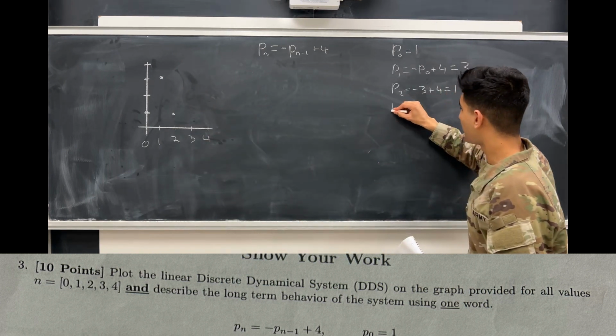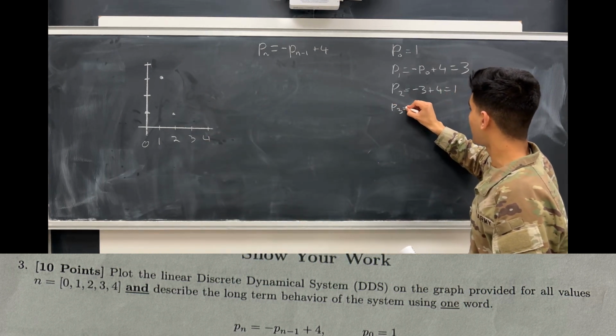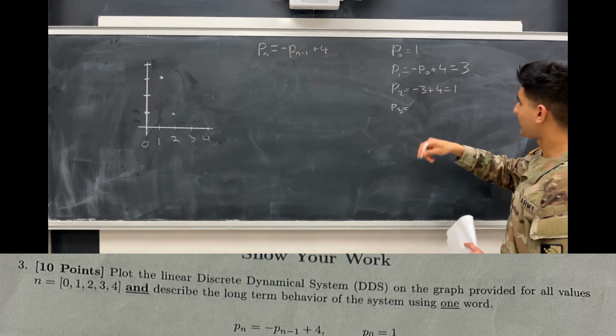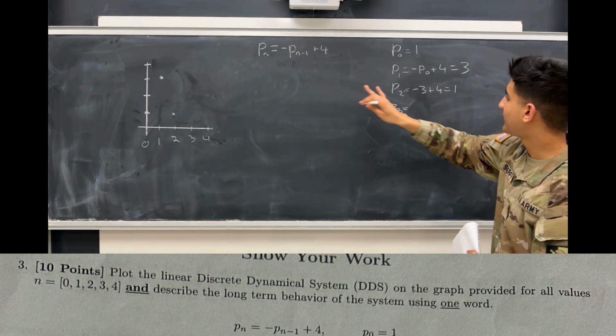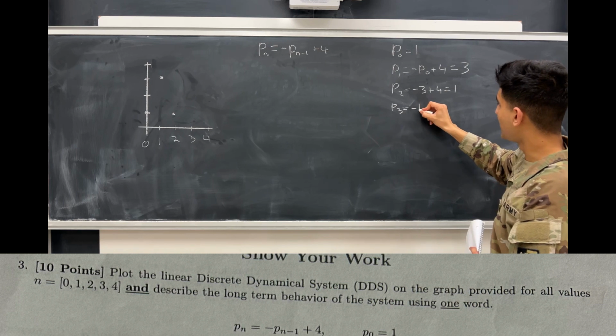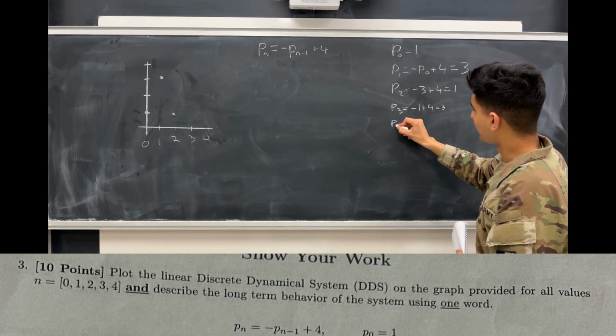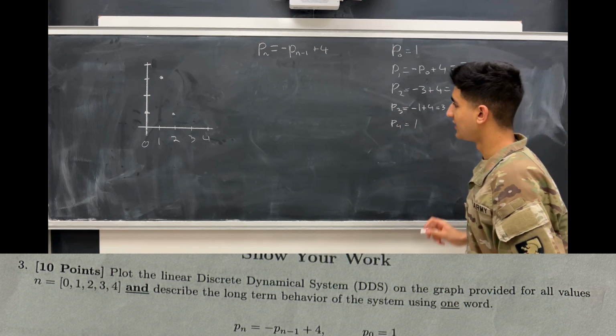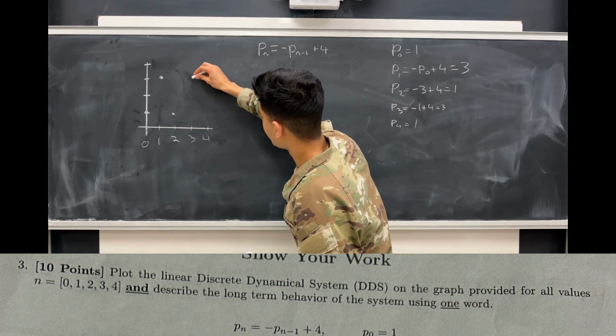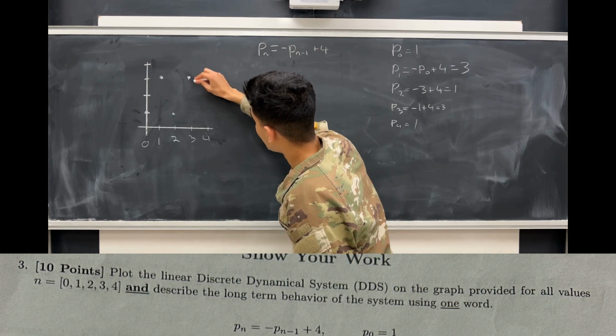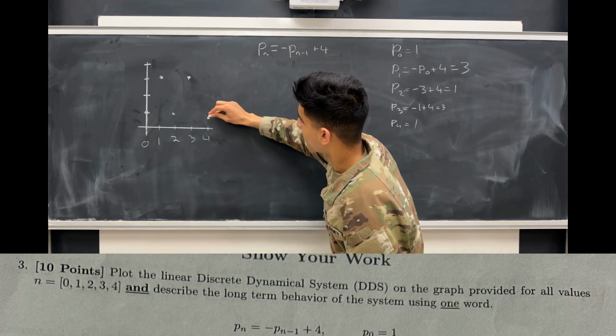Now I'm going to do p sub 3 and p sub 4 together to save some time. Let's do that. So we got that p sub 2 is going to be 1, so it's going to be negative 1 plus 4. That's going to give us 3. And then p sub 4, following the pattern, is going to give us 1. So let's put that there. So p sub 3 is 3. And p sub 4 is going to be 1 over there.